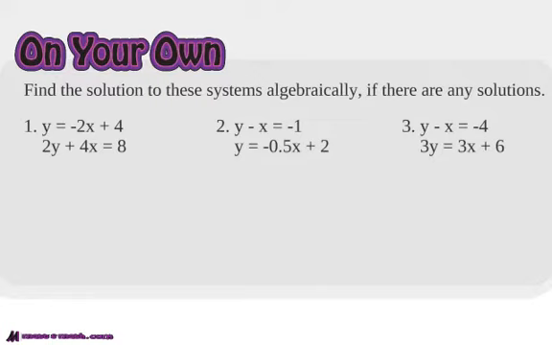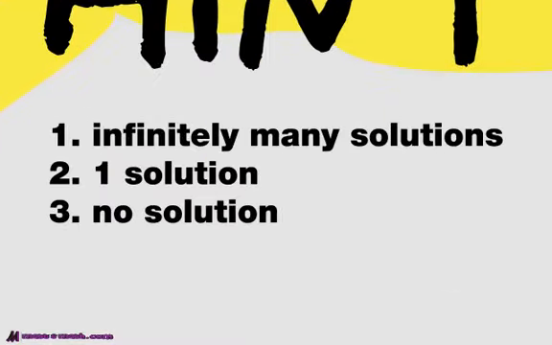How's it coming? All right, well, definitely remember, move everything away from the y. You want y equals, put it in slope-intercept form. That's the easiest way to compare them. Move this guy over, move that guy over. Ready for the answers and the hints? Well, this is what you get. First one had an infinite amount of solutions. Second one had one solution, and the third one had no solution whatsoever.